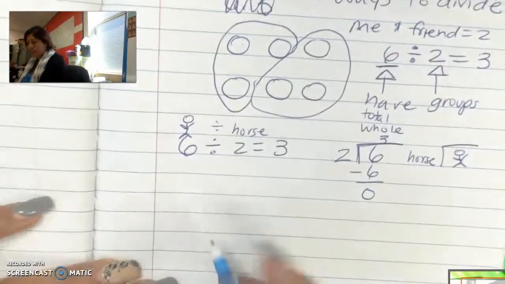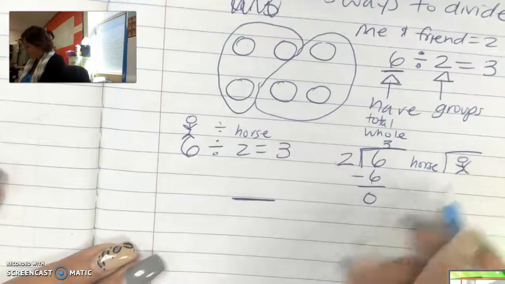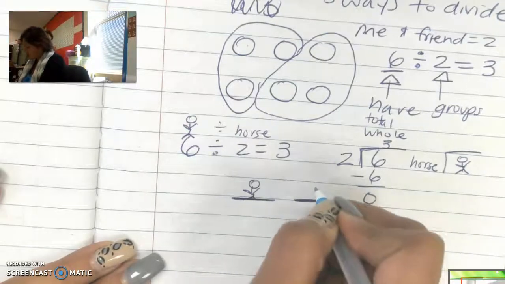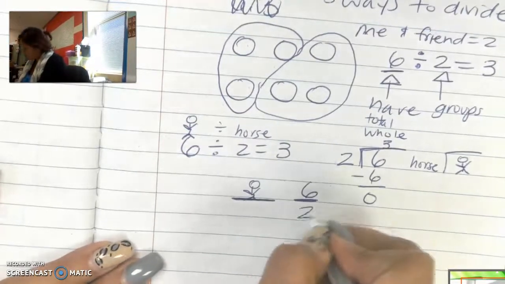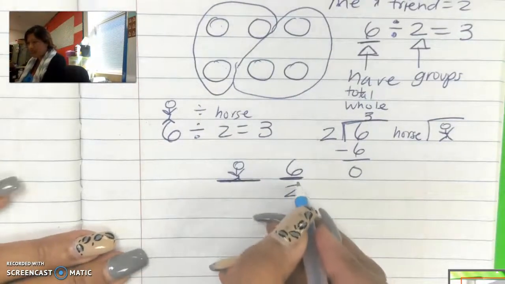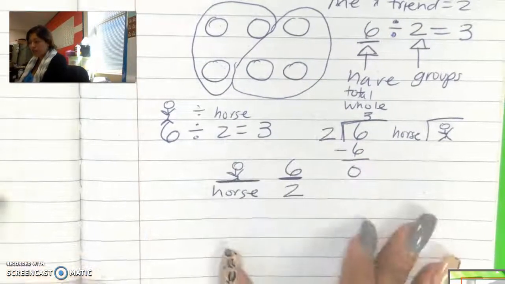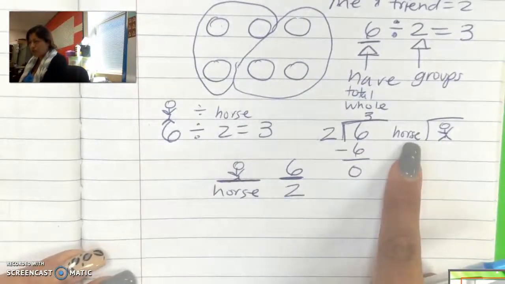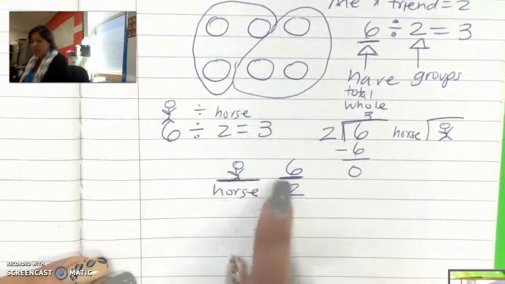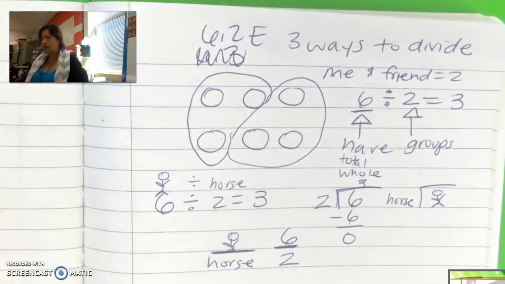And then the last one is your fraction. Now your cowboy goes inside, so he's the one that goes on the top of the fraction. That's why 6 goes on top and 2 goes on the bottom. I know that it looks weird because we don't really like the big number on the top, but this is how it goes, so make sure that you're doing it like this. Your horse goes on the outside, your cowboy goes on the inside. Your cowboy goes first on the number sentence, and in a fraction your cowboy goes on the top. So that is your 3 ways to divide.